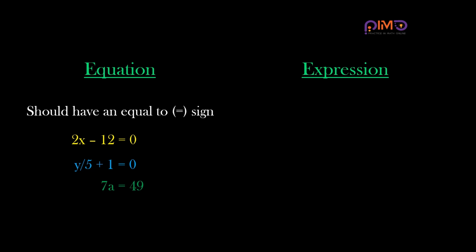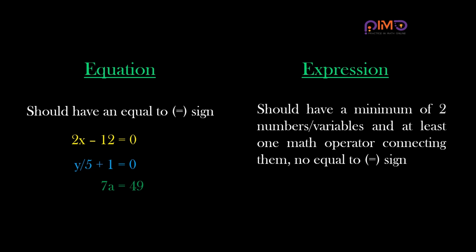On the other hand, an expression should have a minimum of 2 numbers or 2 variables and at least one math operator connecting them, but no equal to sign. Let's see examples. 12 times x, 5 plus y, 30 divided by z. These are all examples of expression. All of them have one number and one variable and one math operator. Math operators are plus, minus, divide, multiply.